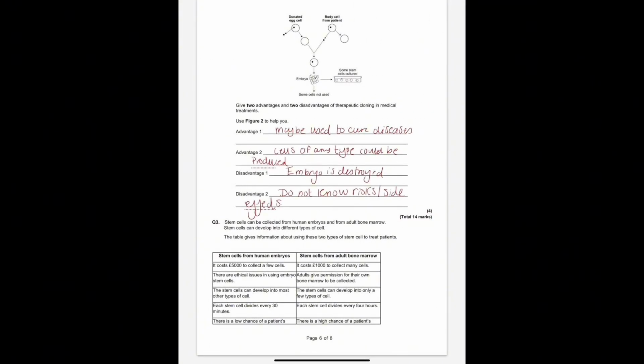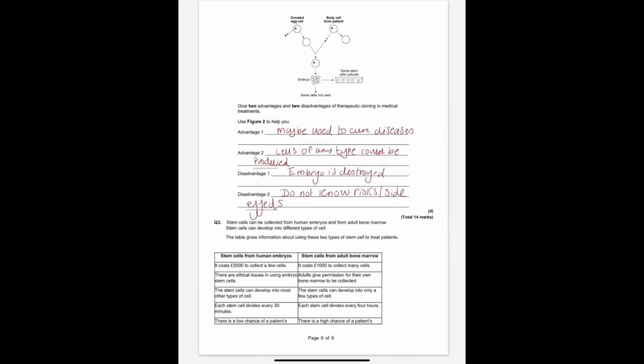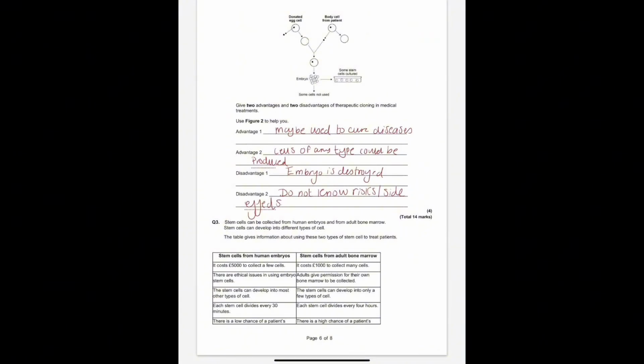So this is a donated egg cell. And then we have the body cell from the patient, just the same as the diagram that I went through with you earlier on. And here we have all the cells cloned, okay, where we have the embryo. Now it's asking you to give 2 advantages and 2 disadvantages of therapeutic cloning in medical treatments.